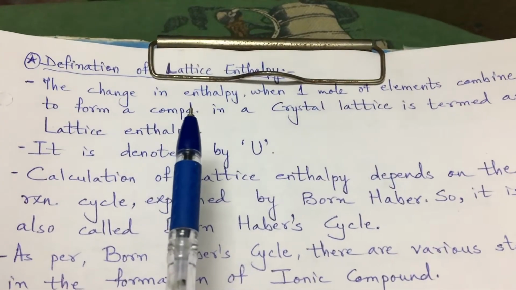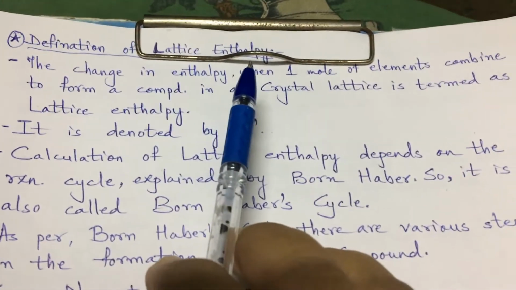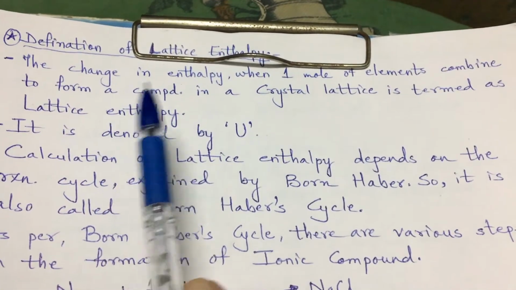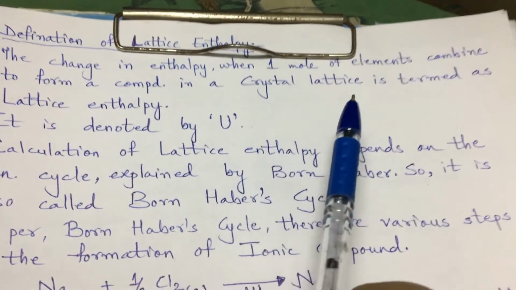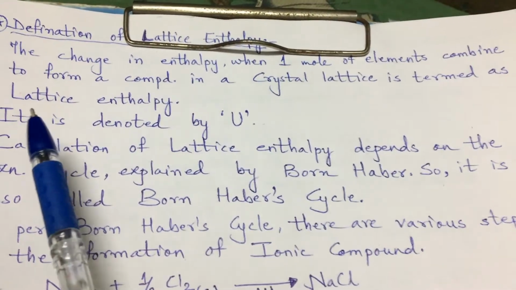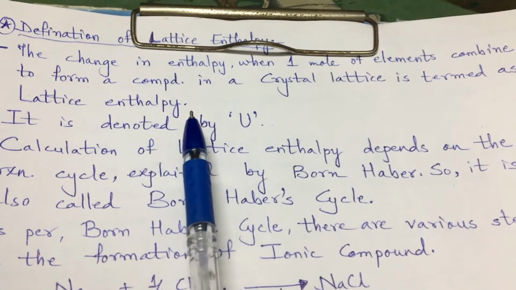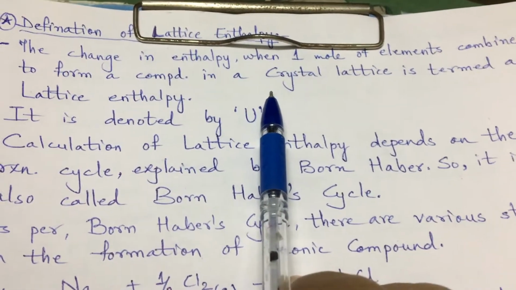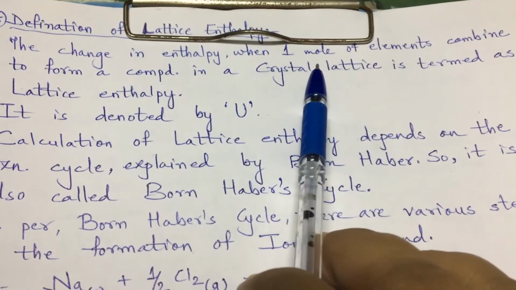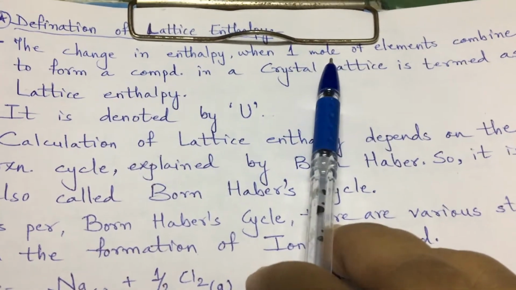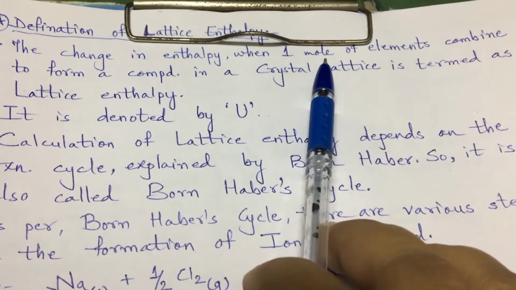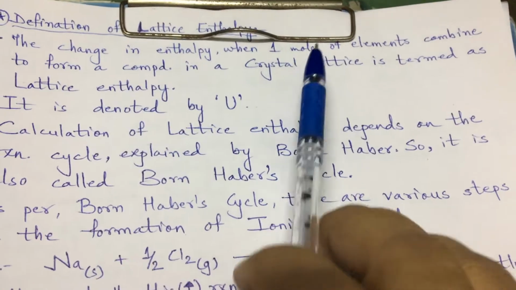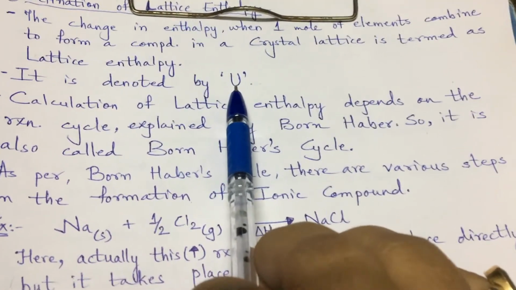So now let us see what is lattice enthalpy. When one mole of elements combine to form a compound in a crystal lattice, it is termed as lattice enthalpy. Right? So when the lattice crystal structure takes place for one mole of an element, and for that whatever the energy is required, it is termed as lattice enthalpy, which is denoted by U.